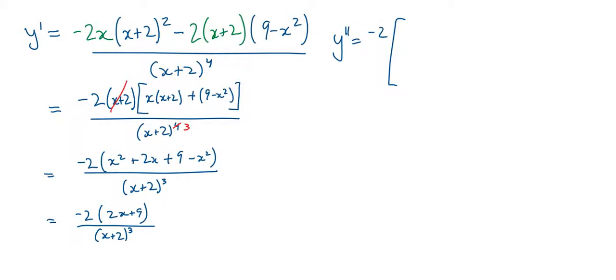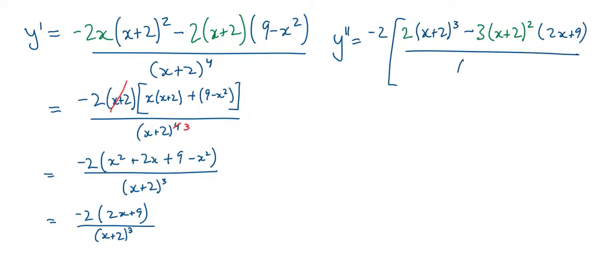The derivative of the top is just 2. I'll show you why that works in a moment as well. I think you'll believe me. Times the bottom, minus the derivative of the bottom, which is 3 times x plus 2 all squared, times the derivative of what's inside, which is still just 1. Times the top. Now I've taken out the -2, so the top is just 2x plus 9, over the bottom squared: x plus 2 cubed, all squared, is x plus 2 to the 6th.